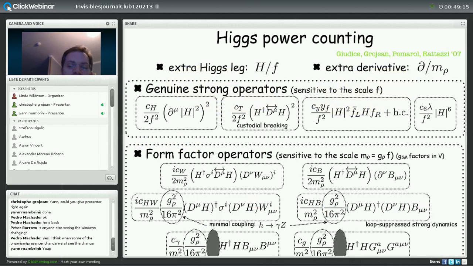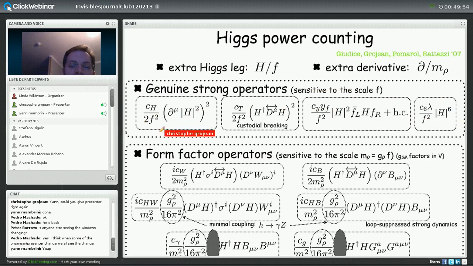So the power counting is very simple, actually. In all these dimension 6 operators, every time you add one power of the Higgs field, it has to be suppressed by the scale f, and every time you introduce an extra derivative, it has to be suppressed by the mass scale of new physics, capital M or m rho, etc. And of course, if the coupling of the new physics is large, then m rho will be much larger than f. So this means that all the operators with additional derivatives will be further suppressed compared to the operators that involve extra powers of the Higgs boson. So the classification is rather simple in this case.